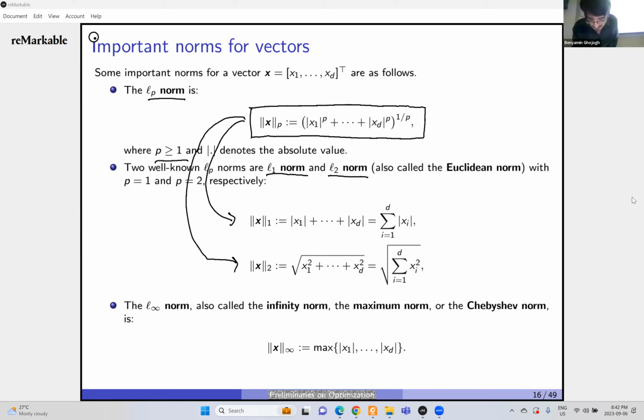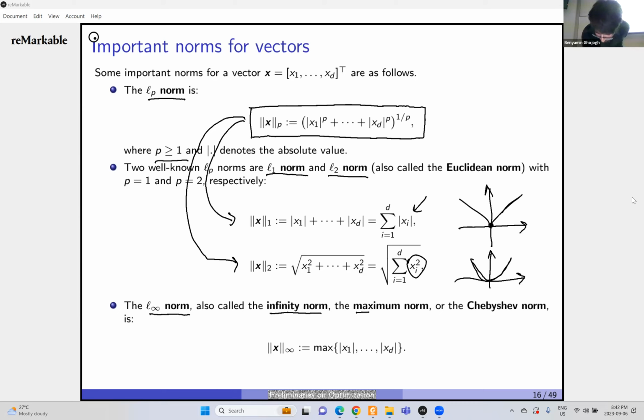As you see, in the L1 norm, you have the absolute value. The absolute value in 1 dimension is not smooth at this point, right? However, the L2 norm has a square like this. Squared is smooth. The L infinity norm, or infinity norm, or maximum norm, also called the Chebyshev norm, is defined as this: the maximum of the absolute values of the elements.